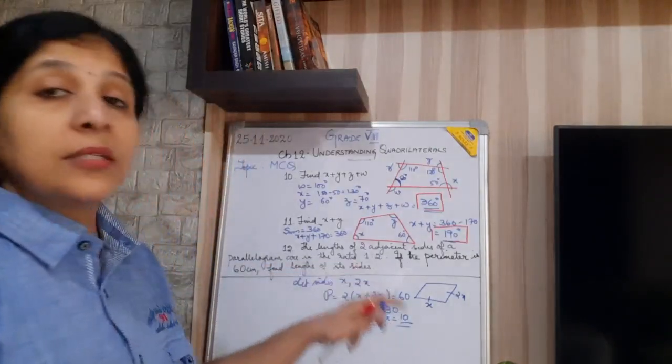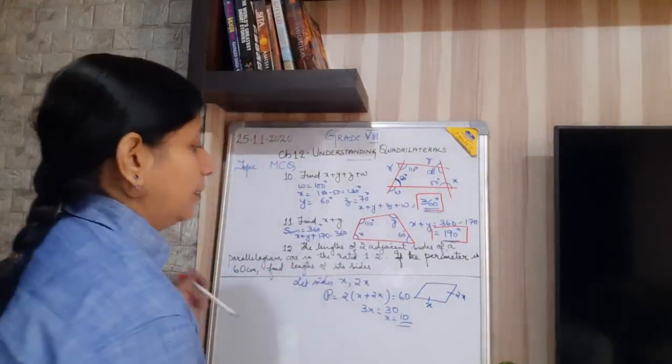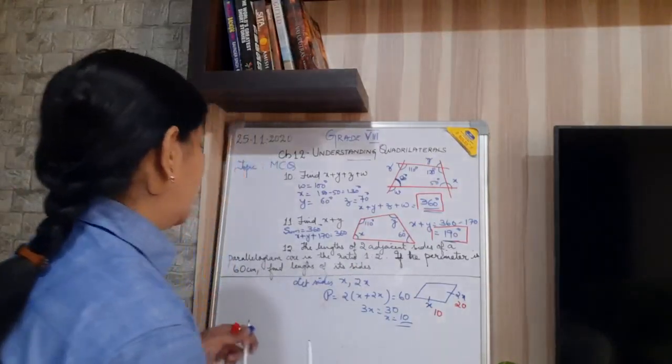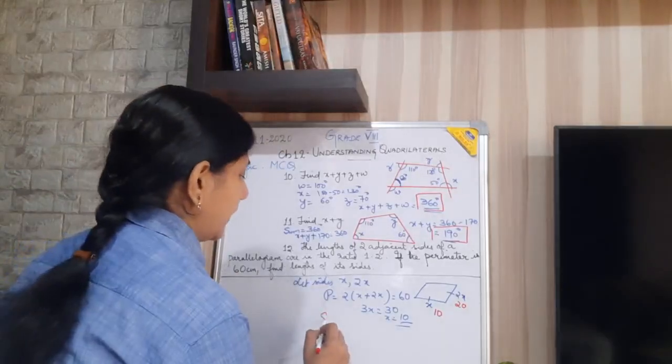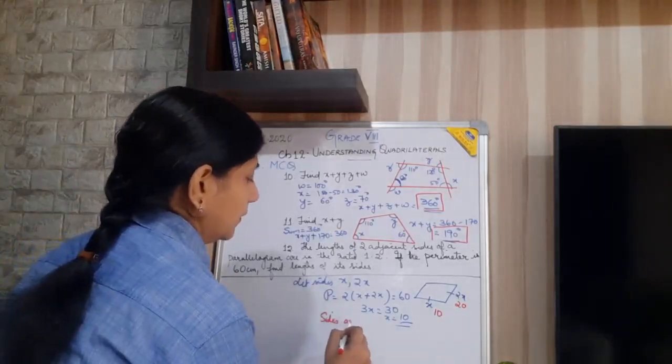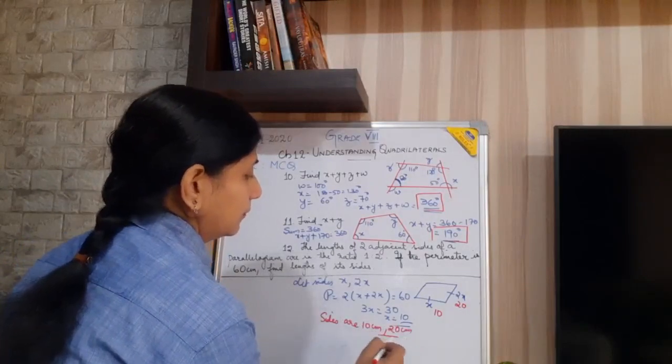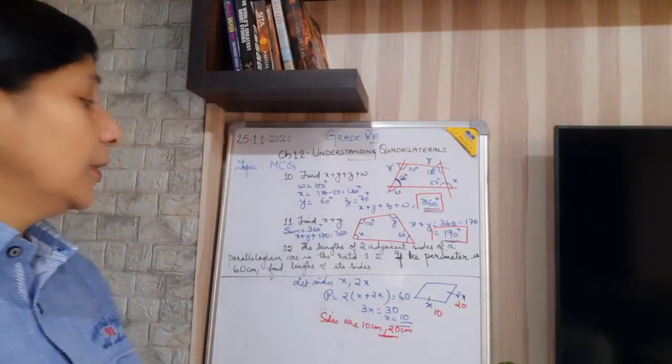So x is equal to 10. Find the lengths of the sides. If x is equal to 10, what is 2x? This is 10 and this is 20. In centimeter, the sides are 10 centimeter and 20 centimeter. Okay, we will go for the next question.